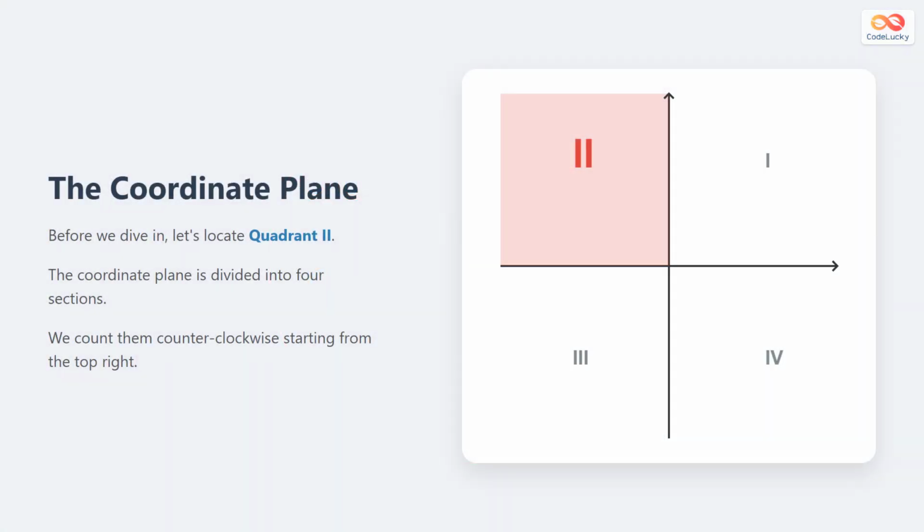First, let's orient ourselves on the coordinate plane. The plane is divided into 4 sections called quadrants. We number them counterclockwise, starting from the top right. Quadrant 2 is the top left section, highlighted here in red.